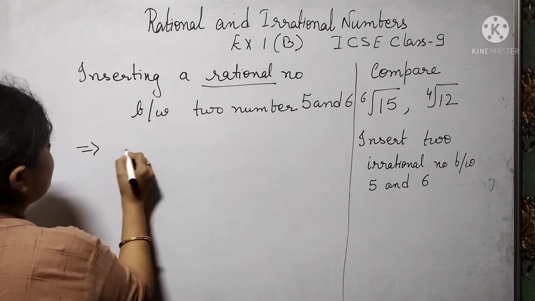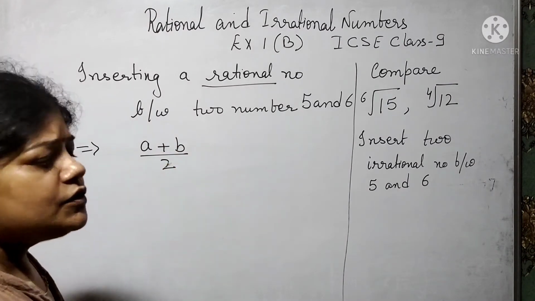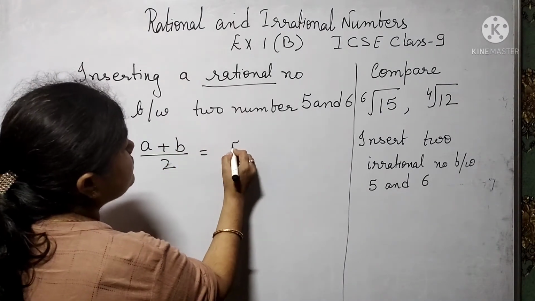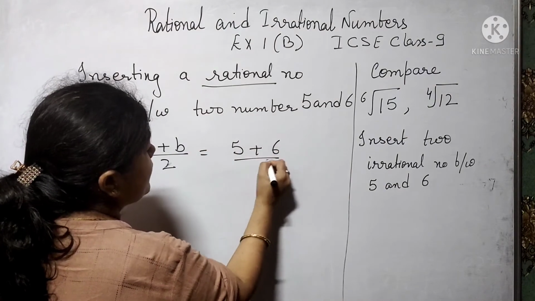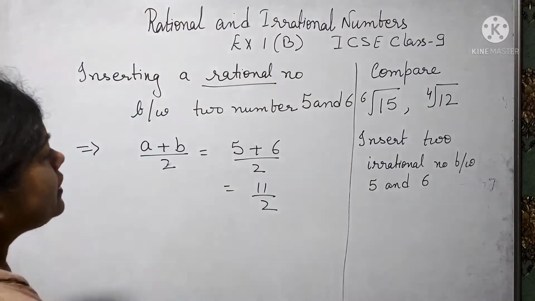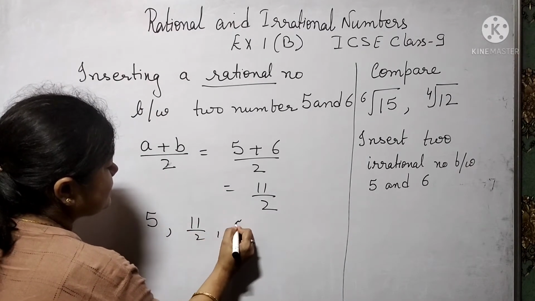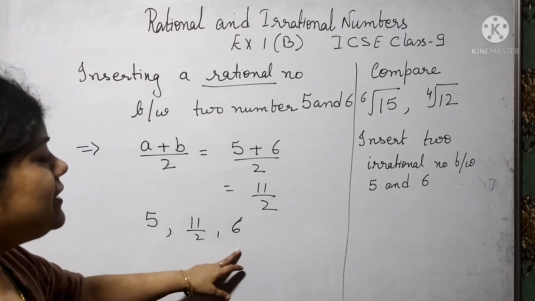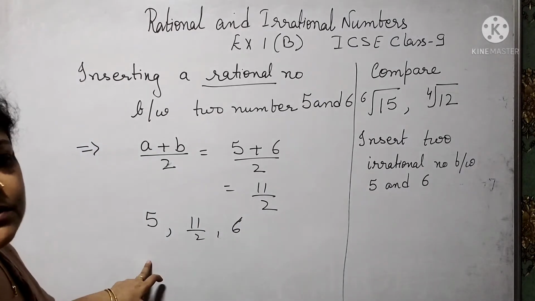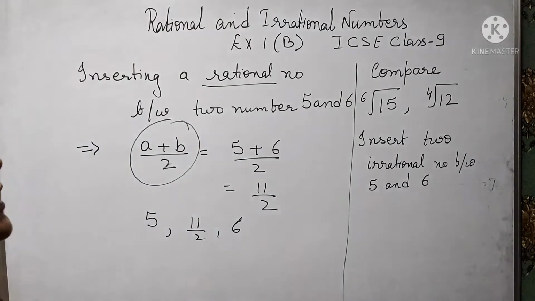So we have a formula (a+b)/2. So for that, value of a is 5 and value of b is 6, so 11/2, which is equal to 5.5. So here it is 5, 11/2, 6. So in this way we insert a rational number between 2 numbers and the formula is (a+b)/2. There is one more formula regarding that and I will make a separate video on that. You can also check it.